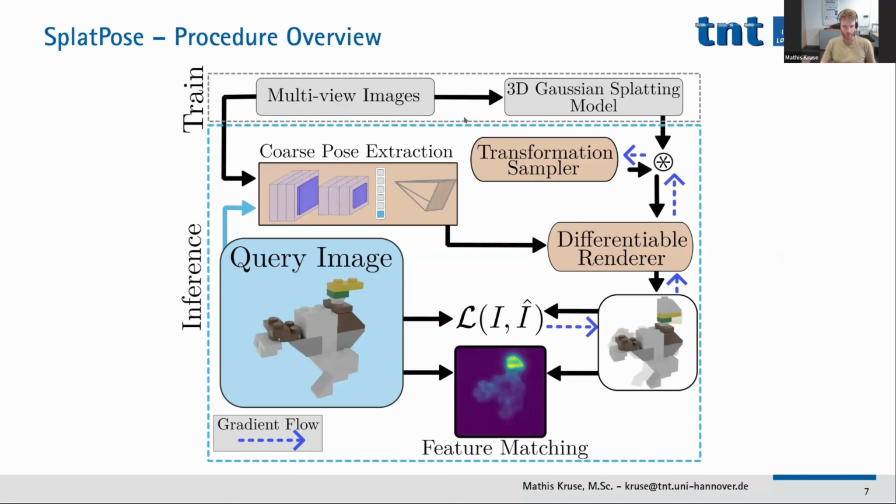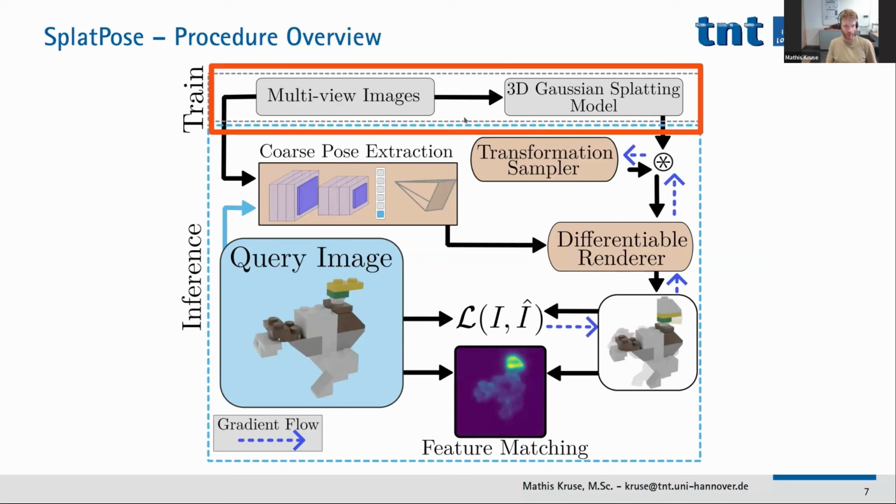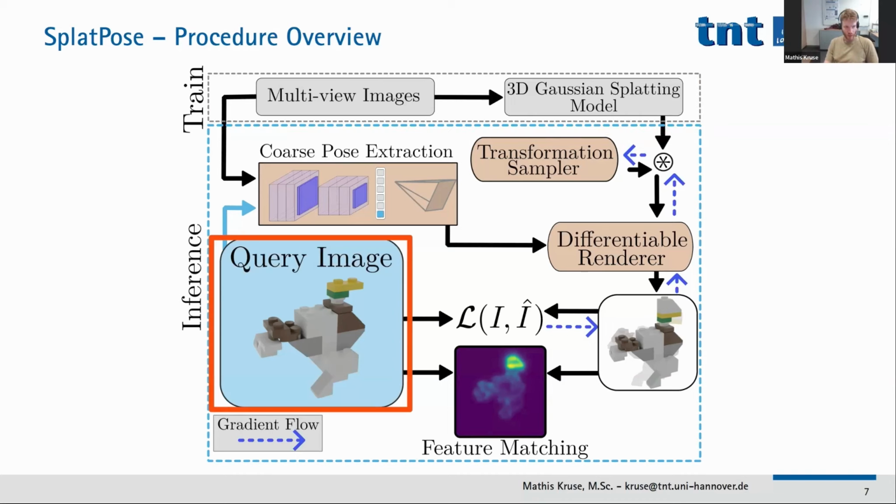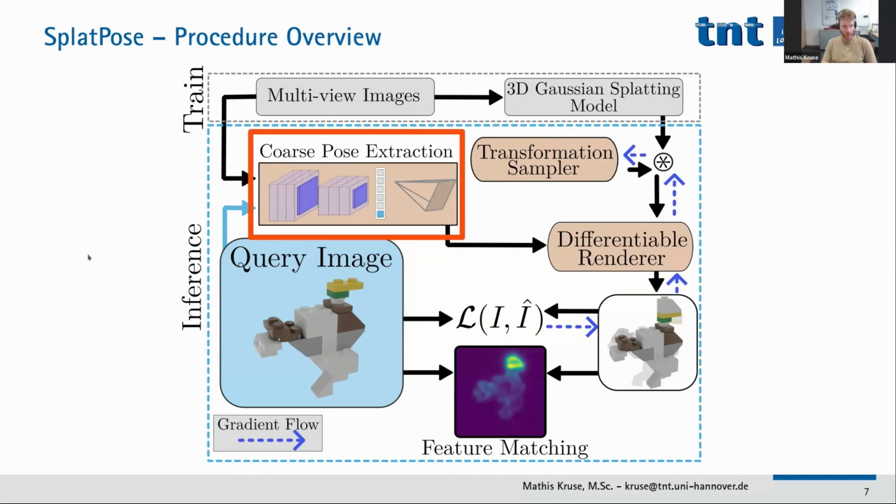So to go over the procedure one more time, during training, we have a lot of multi-view images of an object, so we train one model per object, and we learn this 3D Gaussian splatting model. Then we have a test image. In this case, a big brick is missing for this mallard duck. We roughly estimate a first initial pose, as you saw. This is done relatively simply by just extracting deep features and searching for a nearest neighbor in the training set.